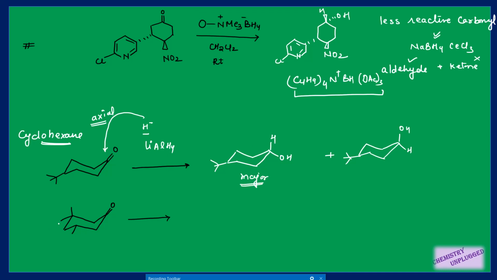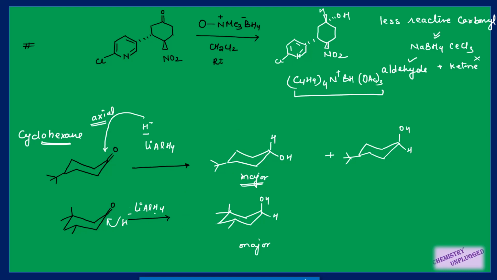But suppose I have here methyl group present axially on this carbon, right? At third position I have methyl group attached, then it can show diaxial interaction. That is why with this lithium aluminum hydride, hydride will attack equatorially, and the major product will be the one in which OH is axial. This will be your major product.